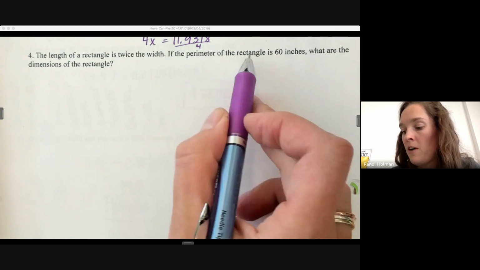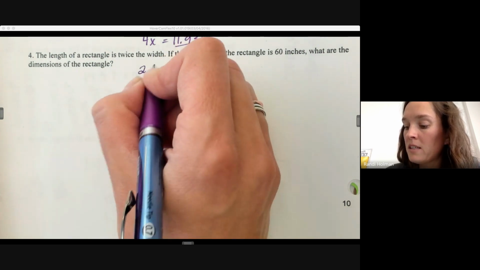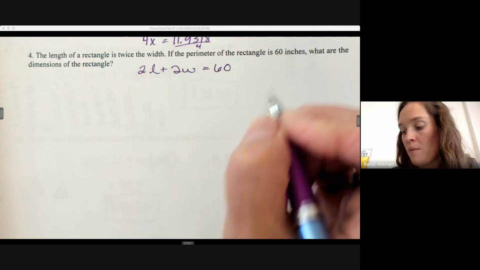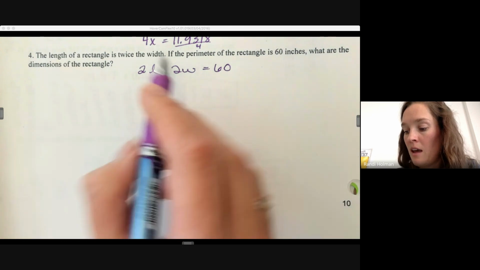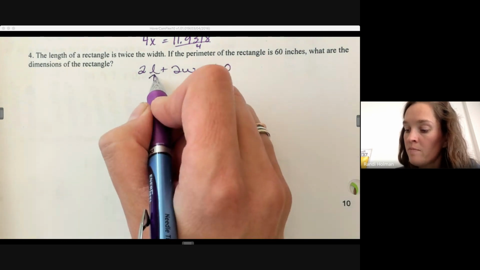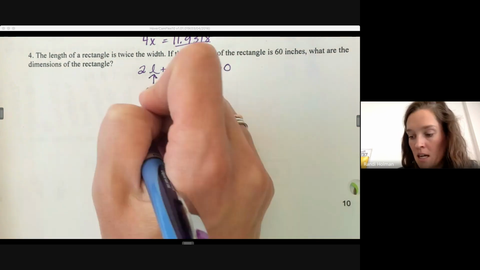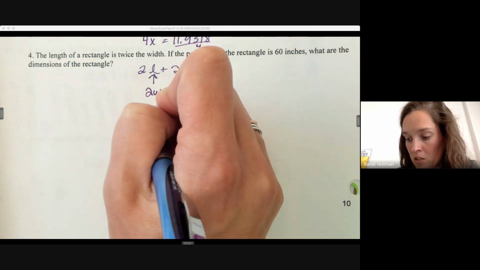So the perimeter of a rectangle, that's 2 lengths plus 2 widths, is equal to 60. But we don't want 2 variables there, so let's see if we can write one in terms of the other. The length of the rectangle is twice the width. So instead of L there, we can put 2W.